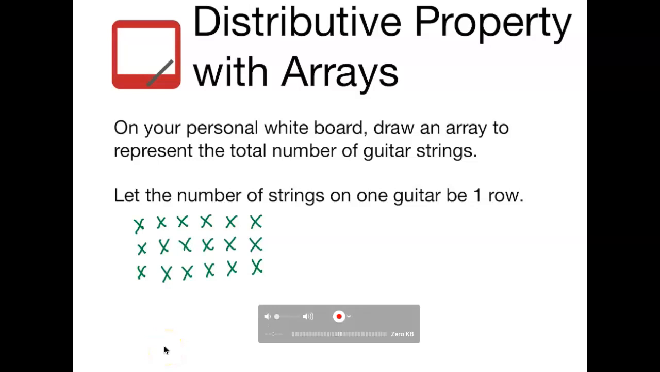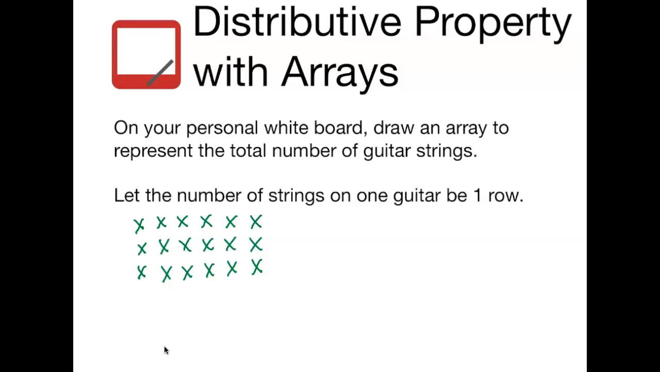Hi, boys and girls. We're going to continue with the concept development for lesson 10, and we are working with the distributive property. Everybody say distributive property. It's another property of multiplication where we solve smaller problems to get our answer, to make our multiplication a little bit easier.